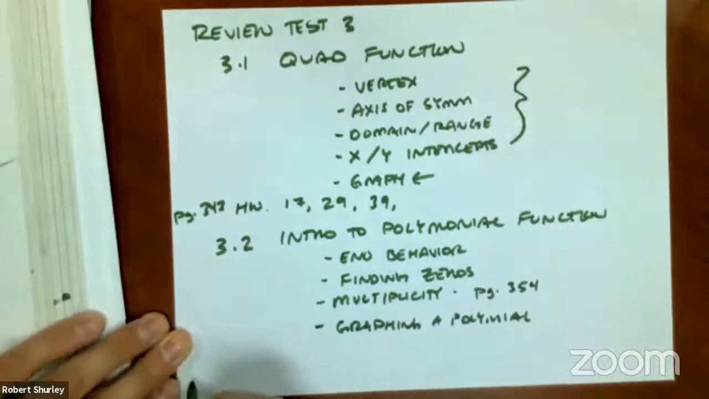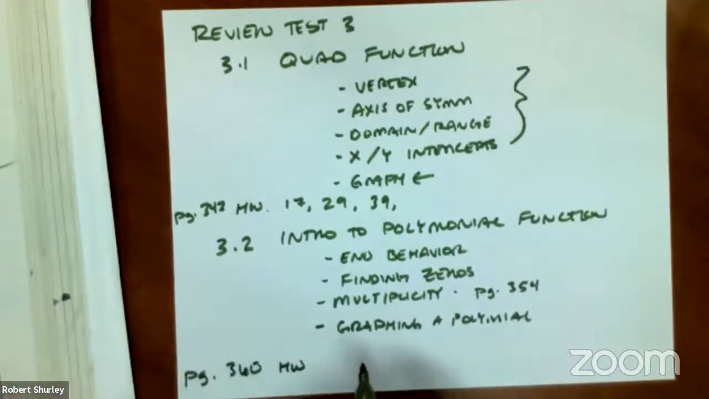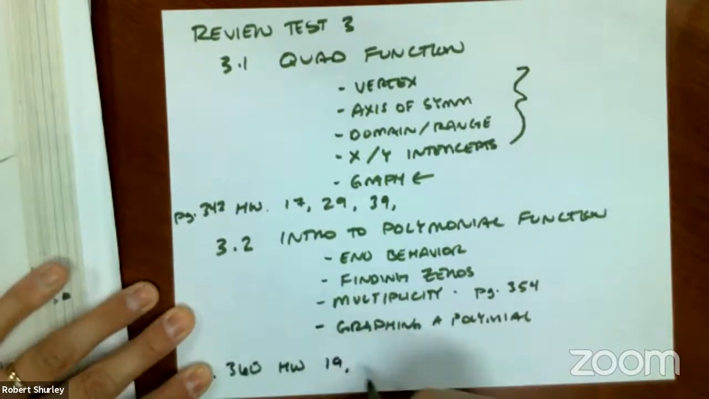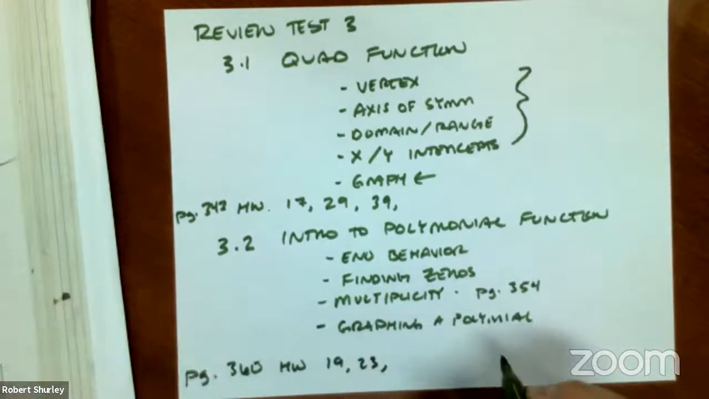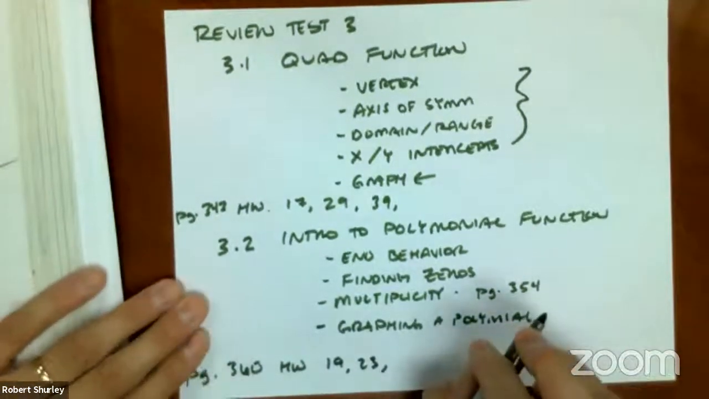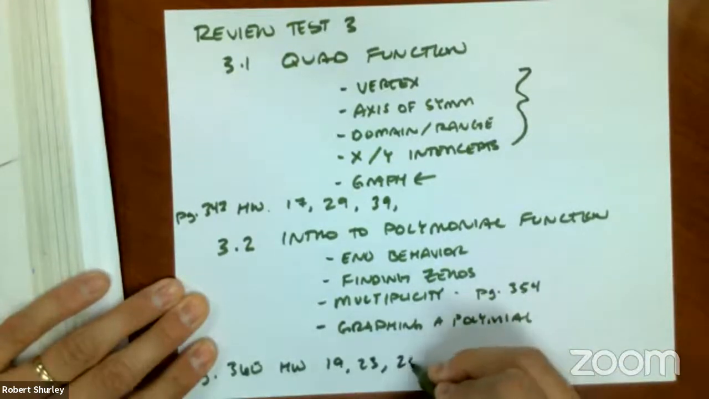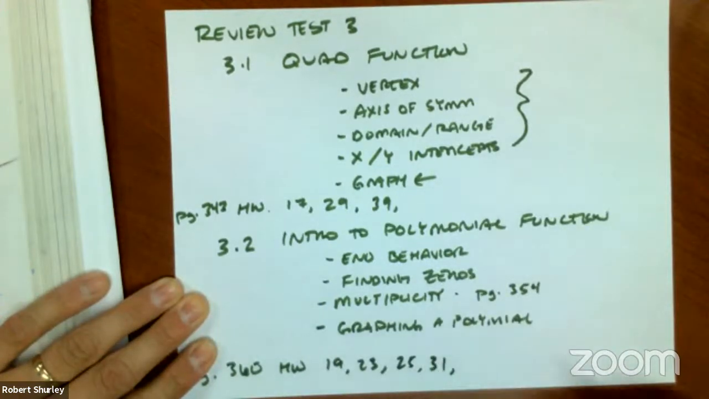And for homework, this is on homework I'll kind of focus on for like a study guide. Page 360. Homework, I want you to look at number 19, 23, 25, 31. I'll choose the odds so you have the answers.